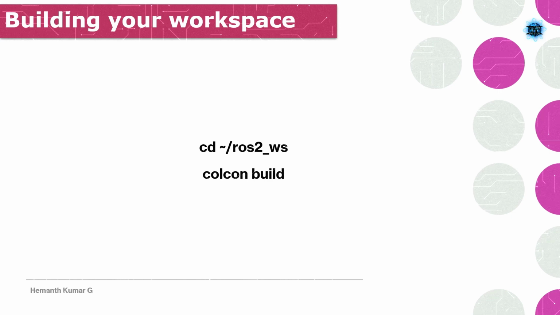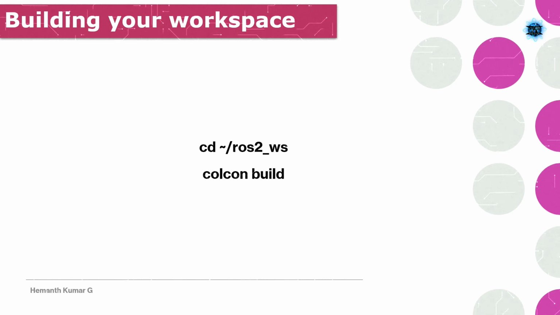Colcon is a build tool commonly used in ROS2 to build the packages and resolve the dependencies. The colcon build command is used to initiate the build process for all the packages in your workspace. So it will automatically detect the packages within your workspace, compile them and handle any dependencies between them. This command will compile your ROS2 packages and generate the necessary build artifacts such as executables and libraries. It will also resolve the dependencies by fetching and building any required external libraries or packages.